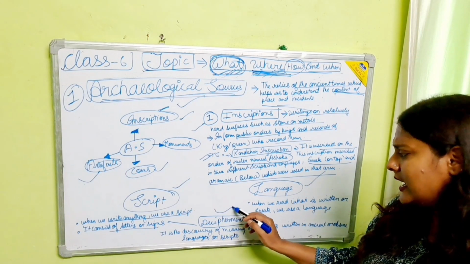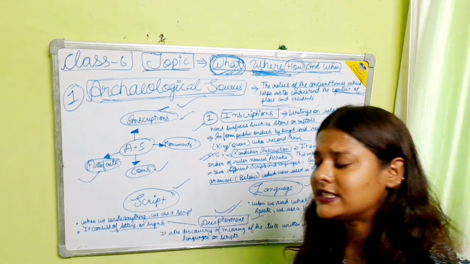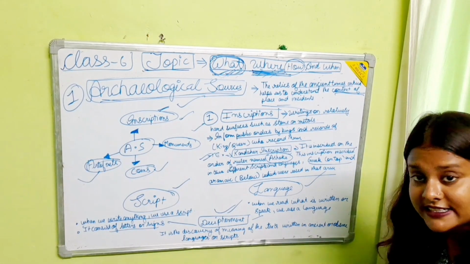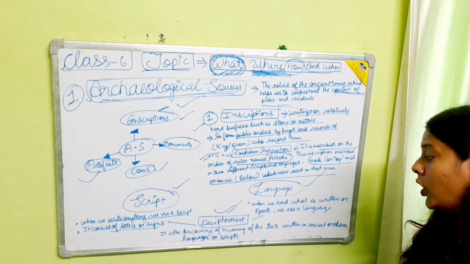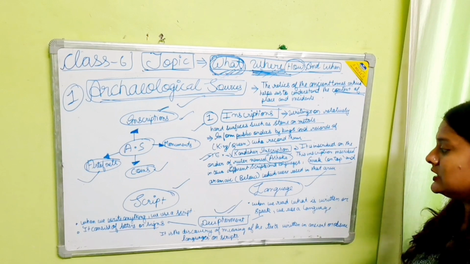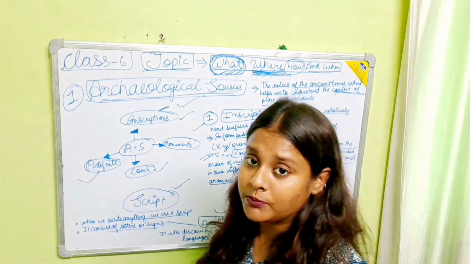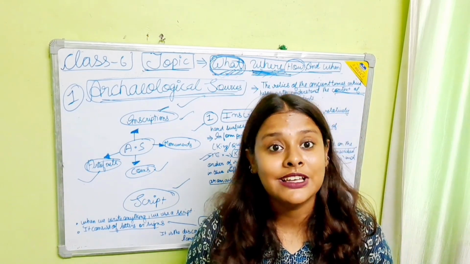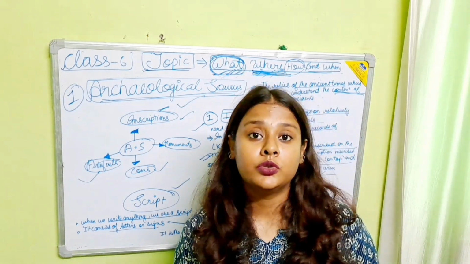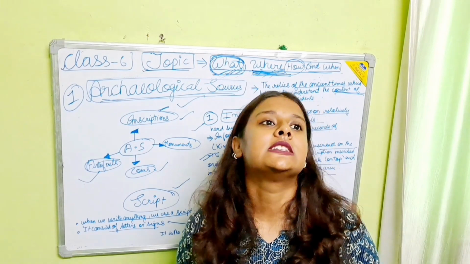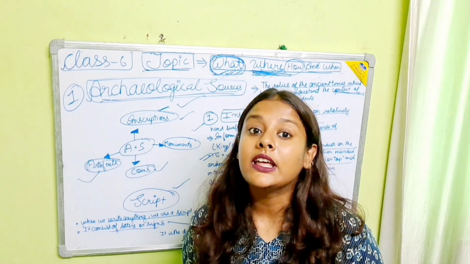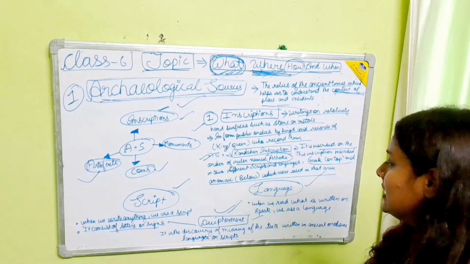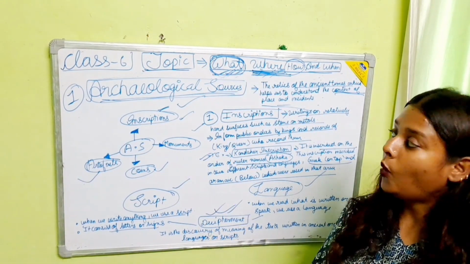Decipherment. What is it? Decipherment is the discovery of the meaning of text written in ancient or obscure languages or scripts. Decipherment is something in which you can understand what is written on the inscription. You should study the language and the script to understand what they want to say. So this is known as decipherment. I hope it is clear.